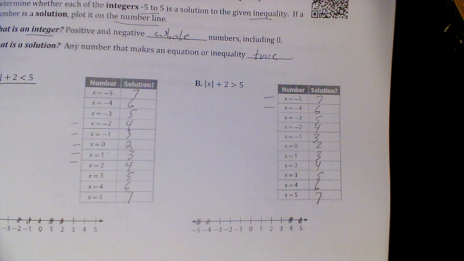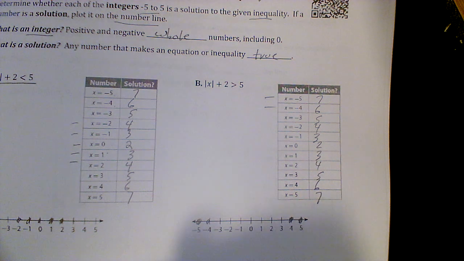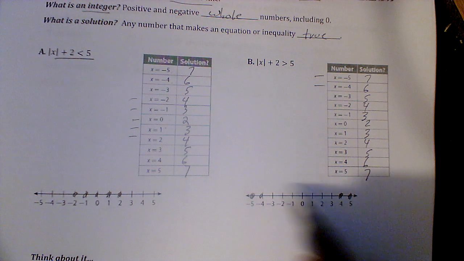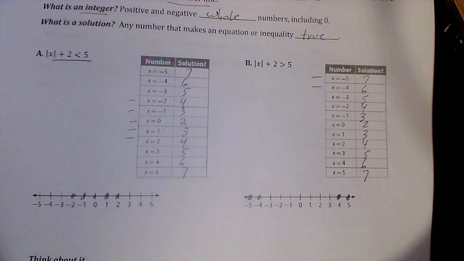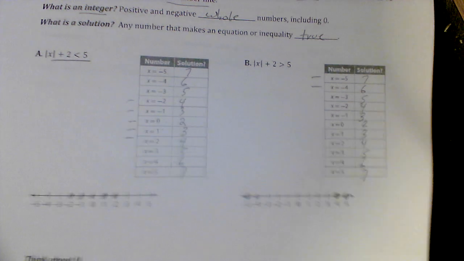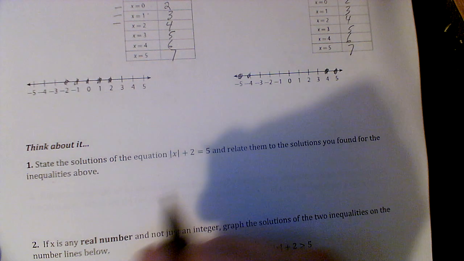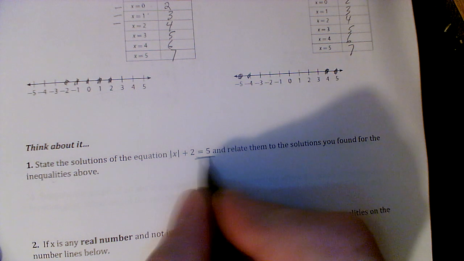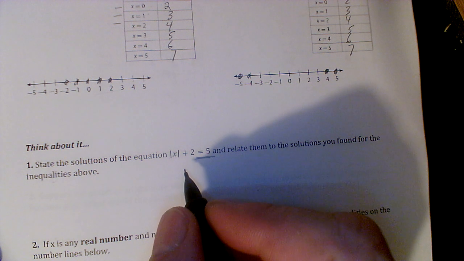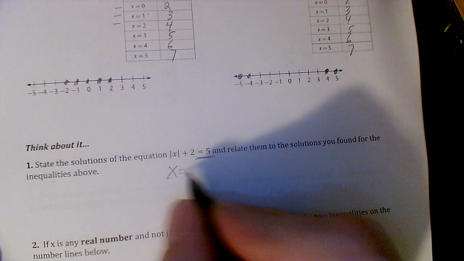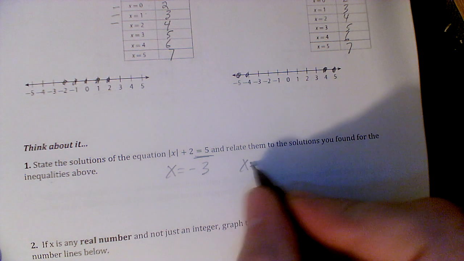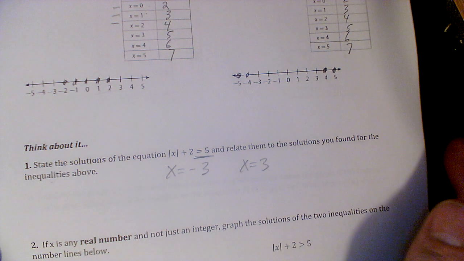So we can see the grouping's a little different right here, right? When we were less than 5, it was all the ones in the middle. When it was greater than 5, it was all the outside. This looks very similar to a disjunction you and I talked about, or all of us talked about last week. So think about it. State the solutions to absolute value of x equals 5. Well, the solutions to that would have been x equals -3, x equals 3, and then relate to the solutions you found.